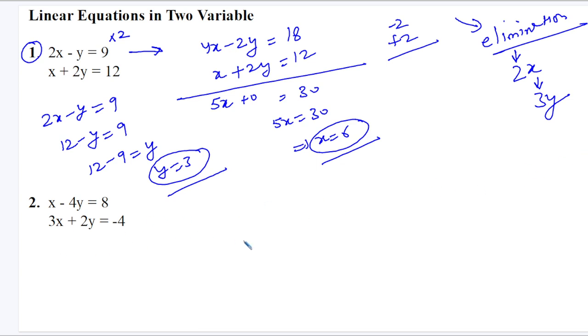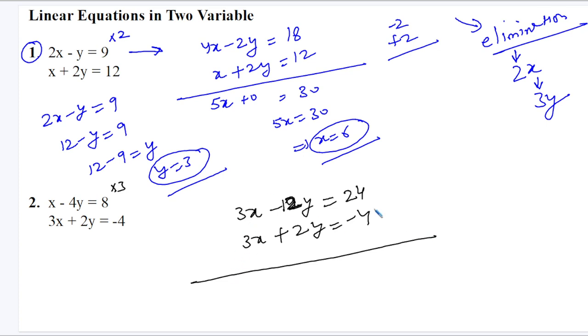Checking the next one. We have x minus 4y is equal to 8 and 3x plus 2y is equal to negative 4. Let's eliminate x this time. So I'll multiply the first equation by 3. Multiplying the first equation by 3 will give you 3x minus 12y equal to 24. And the second equation I haven't changed. 3x plus 2y equal to negative 4.